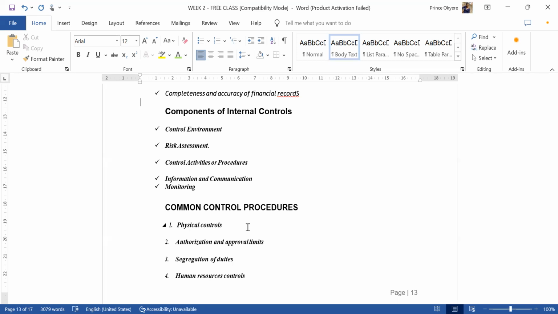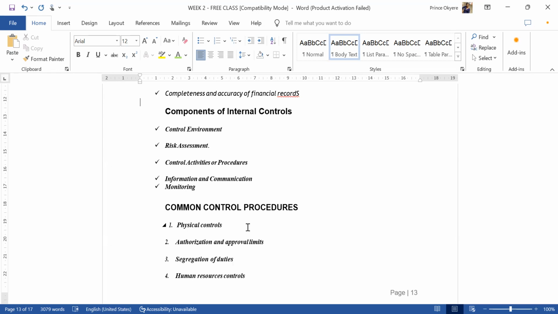Then the next one is information and communication. If you put in place a control, you must communicate to your staff or those involved so that they know what management wants them to do. So from today onwards, one person is going to do the sale to customers, one person is going to take the money from customers at the pharmacy, and another person does the recording and banking at the end of every 3 days. So you communicate to your employees about the controls that you have brought up.